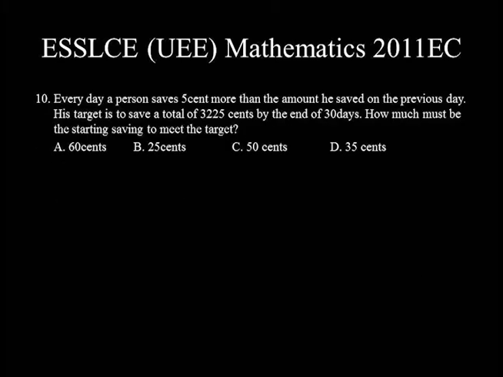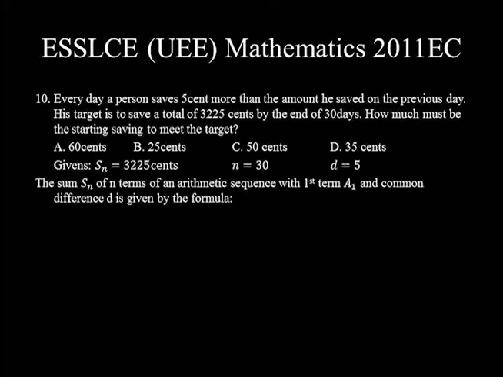Question number 10. Every day a person saves 5 cents more than the amount he saved on the previous day. His target is to save a total of 3,225 cents by the end of 30 days. How much must be the starting saving to meet the target? The givens, that's a total of the 30 days saving, that is S sub n is equal to 3,225 cents. The number of days of which the saving will continue, that's n is equal to 30 days. The third given is the difference between the successive days savings, that is d is equal to 5.